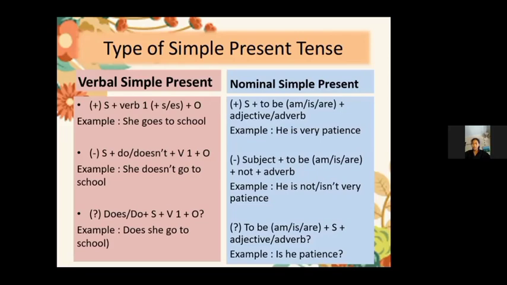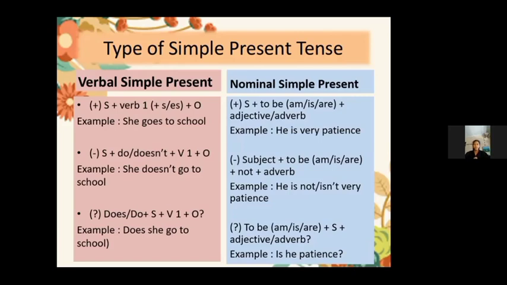Jadi untuk negatifnya ada she doesn't go to school dengan penambahan do not dan doesn't. Sedangkan untuk interrogatifnya tinggal memindahkan do dan does ke depan kalimat, seperti does she go to school? Selanjutnya dilanjutkan oleh subjek, verb 1 dan objek.